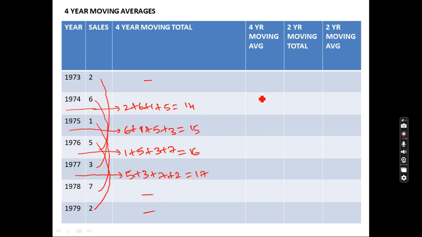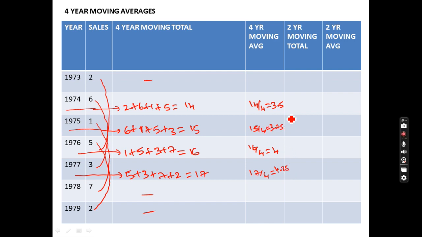So what do we need to do? How did you get this 14? By adding the 4 numbers. Divided by 4, you will get 3.5. And next, how did you get this 15? By 4, it is nothing but 3.75. Okay, then how did you get 16? 16 by 4 is nothing but 4. And 17 by 4 is nothing but 4.25.